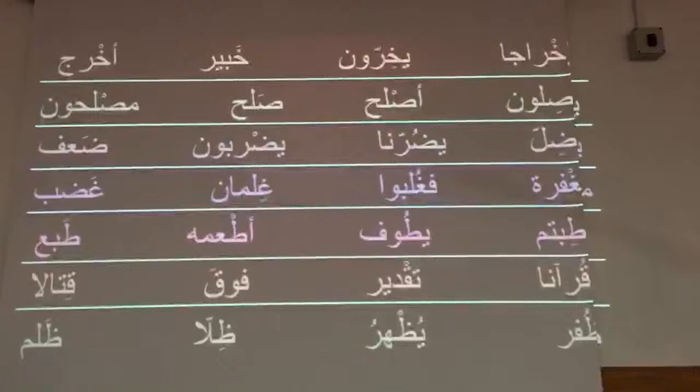Ta has a kasra, or you can call it zer. So we're not going to say tib, tib. Notice how I'm not smiling. If I smile and say tib, it's wrong. It's not tib, it's tib, tib. So tibtum. Again, tibtum. Good. Next one, the ta has a dhamma. Yatufu. Again, yatufu. The next one, the ta has a sukoon.